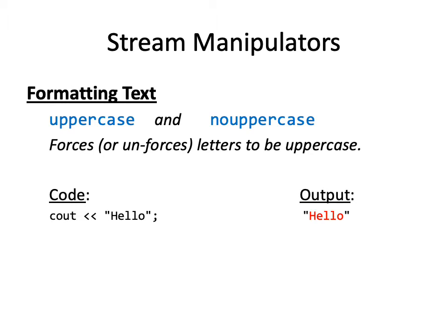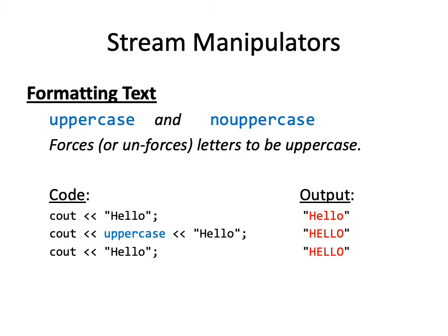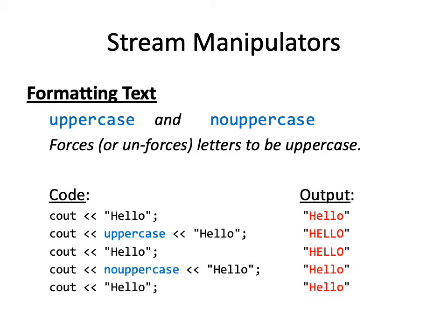So for instance, we output hello, this is what you get. You output hello after the uppercase manipulator, and now you get HELLO. And then you output hello again, and it's still uppercase because that flag is set in that iostream. Now you tell it no uppercase, and it goes back to normal. And you do another one, and it's still normal. So that's how the uppercase and no uppercase stream manipulators work.